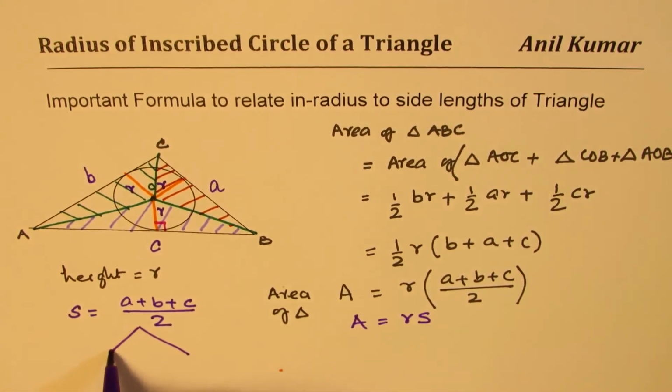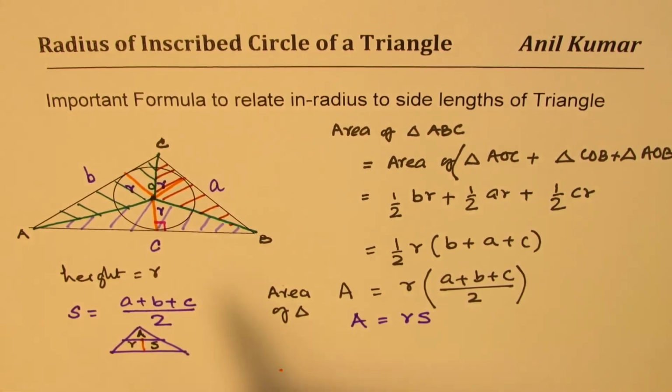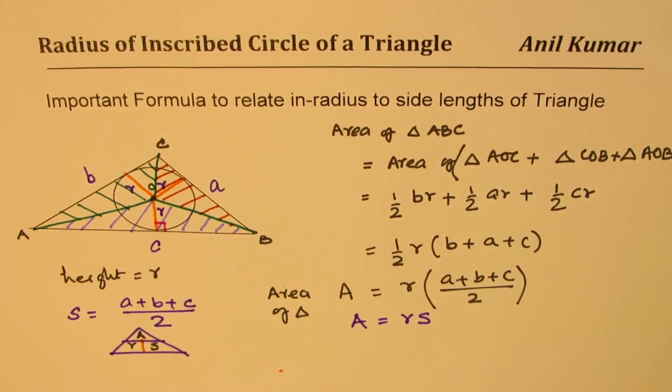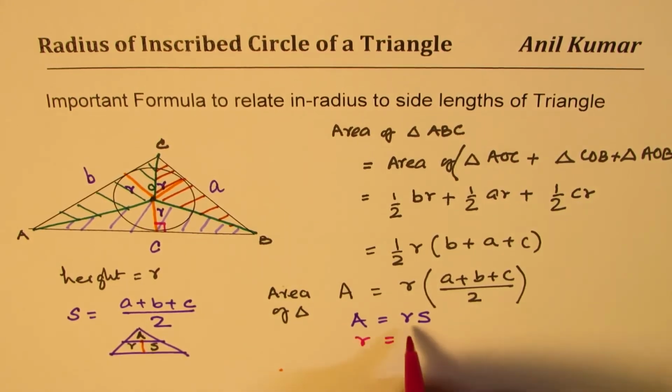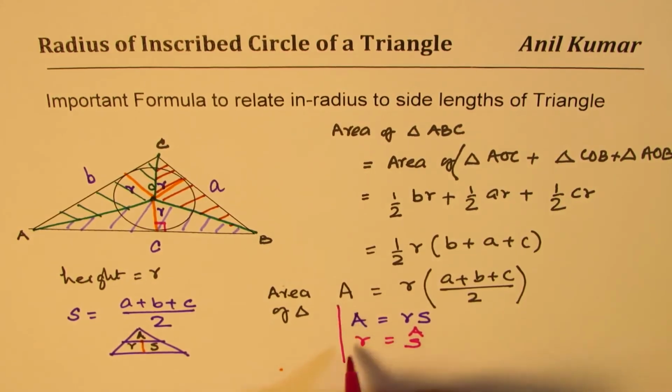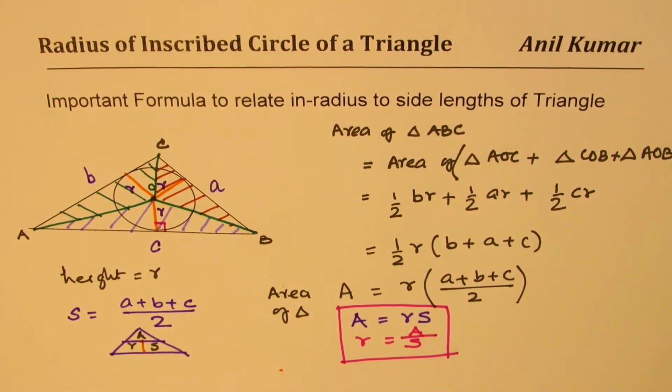So if I make this triangle here, to remember the relation between them, in that case area is R times S. So what is R? The inscribed circle radius. Well, the inscribed circle radius R is equal to the ratio of area over S, right? So these are two very important formulas which you should remember.